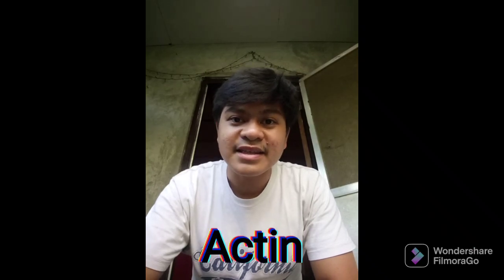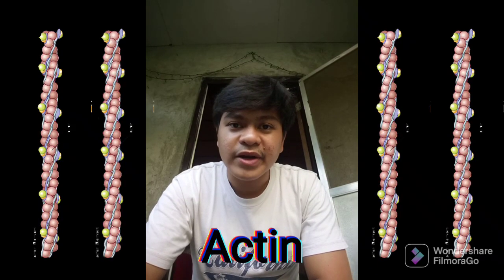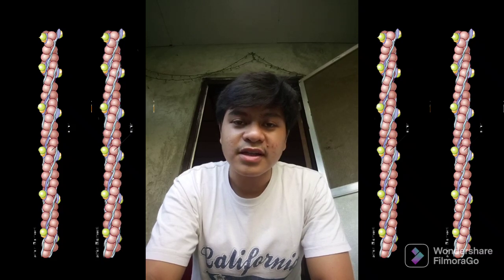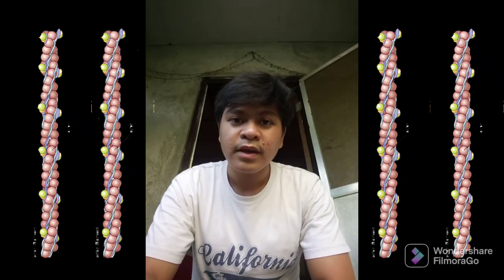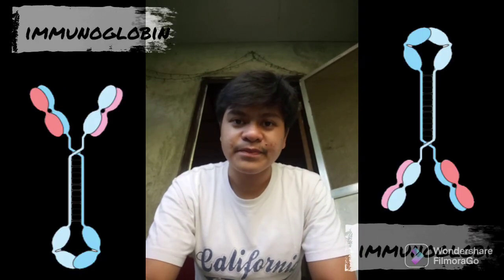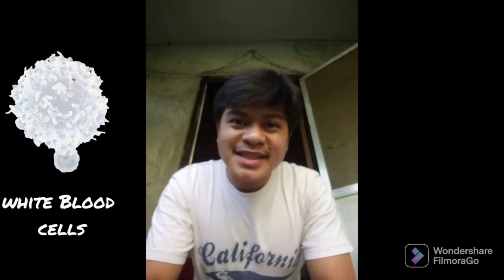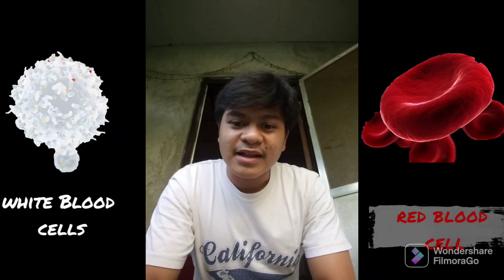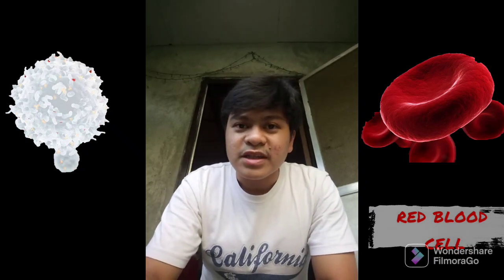In this particular picture, we have the protein actin. Actin is a protein found in your hair. It should be shaped horizontally because it corresponds to what our hair looks like, straight. This other picture is called the immunoglobulin. This type of protein is found in white blood cells, while in the red blood cells you can find the protein hemoglobin.